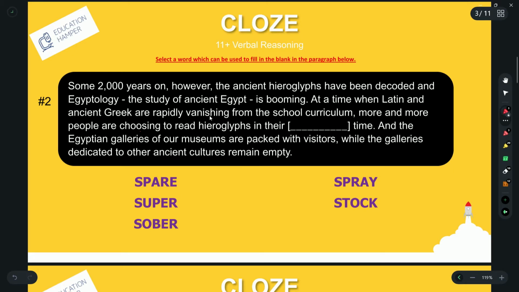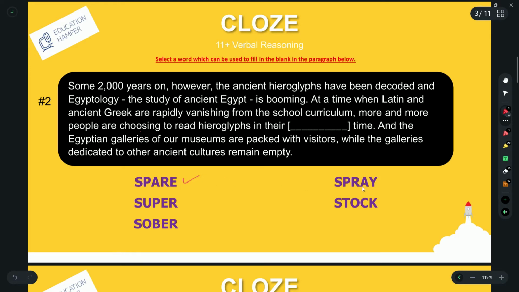So the sentence we're interested in: at a time when Latin and ancient Greek are rapidly vanishing from the school curriculum, more and more people are choosing to read hieroglyphs in their something time. So spare time. That seems to make sense. People would be interested in it, and whenever they have some spare time away from things they normally do, they may, out of interest, want to study it. So that looks like a good example.